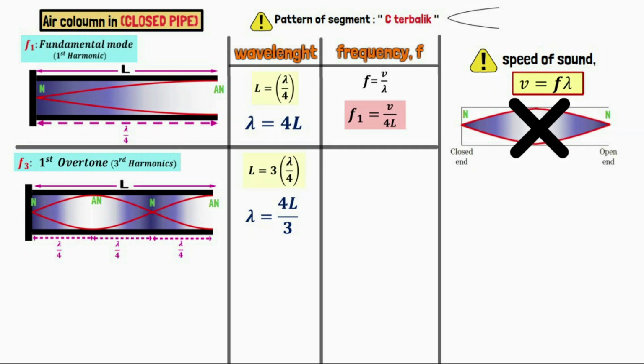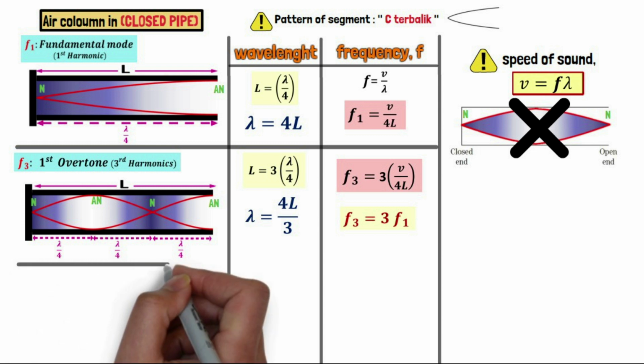Boleh? And how about the frequency? Since the frequency equal to V over lambda, substitute the value of lambda, you will get F3, frequency of third harmonics. Tak ada ya second harmonic untuk closed pipe. So F3 is equal to 3V over 4L. Okay, so based on this equation F1 and F3, kita boleh relatekan di mana frequency of the first overtone ataupun third harmonics untuk closed pipe sebenarnya adalah 3 kali ganda frequency of the first harmonics tadi.